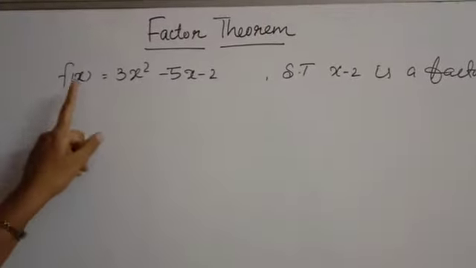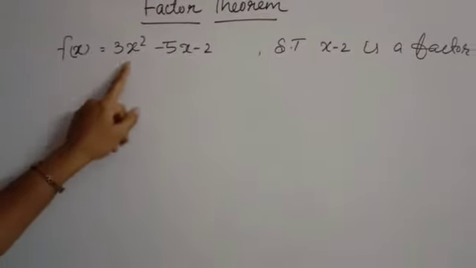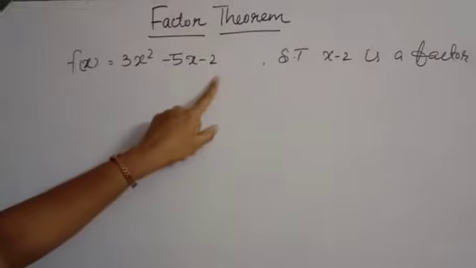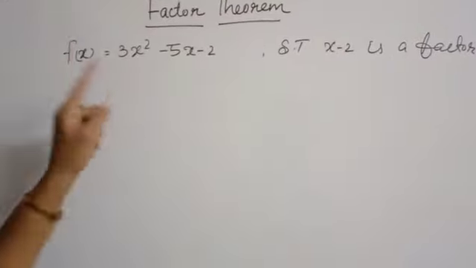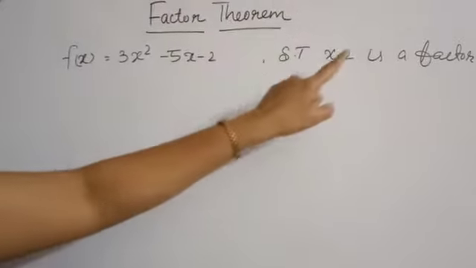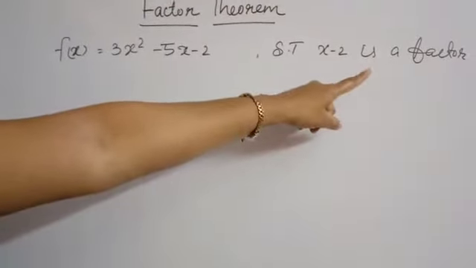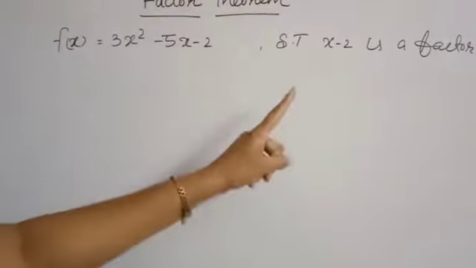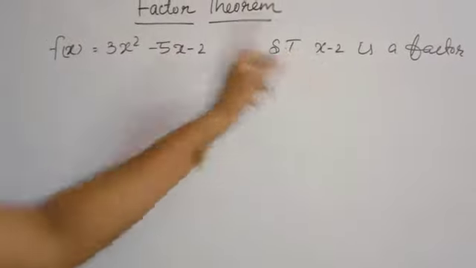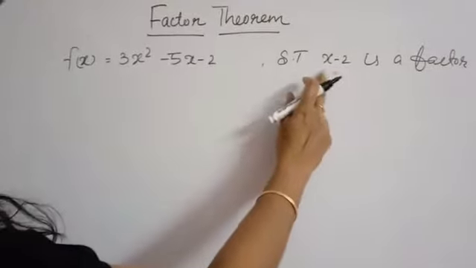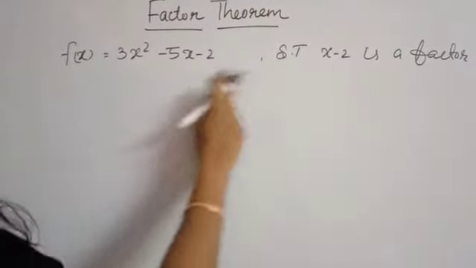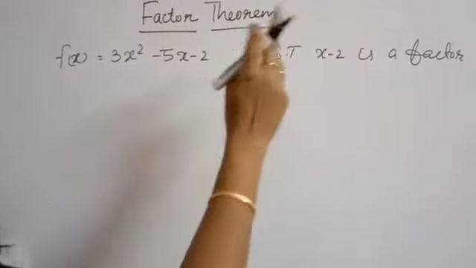Given f of x is a polynomial in x and it is equal to 3x square minus 5x minus 2. We need to show that x minus 2 is a factor of this polynomial. So x minus 2 is a factor. We need to find what the remainder is here, and when the remainder is equal to 0, we can say that this is a factor. So as per the remainder theorem, if you are dividing a polynomial by x minus a, f of a is the remainder.